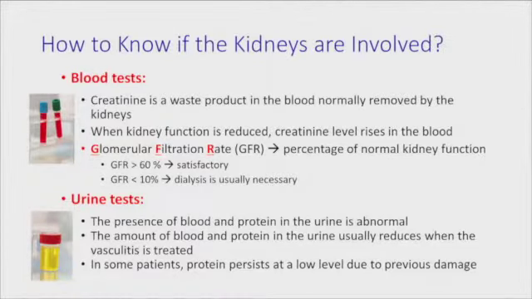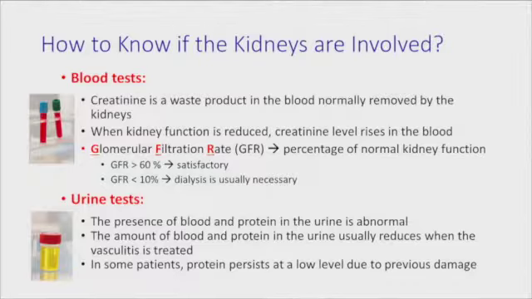But when the kidney function is reduced, the creatinine level rises in the blood. And we normally see that in the blood test. Another measurement that we use is what we call glomerular filtration rate, or GFR. This is basically an estimation, a calculation of the percentage of normal kidney function. We consider that when it's higher than 60%, the renal function is okay and we have a normal functioning kidney. But when it's lower than 10%, it usually means that dialysis may be necessary.